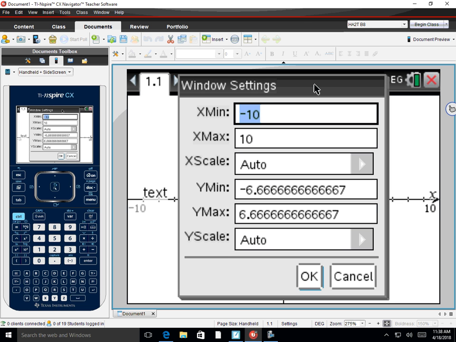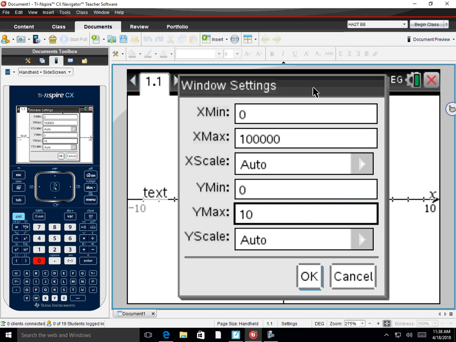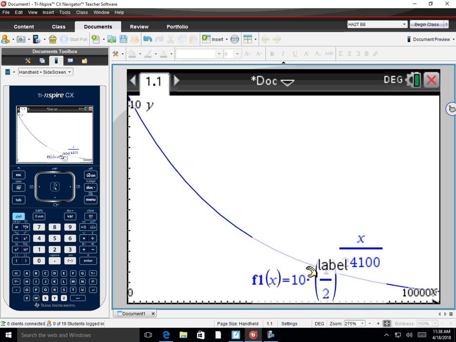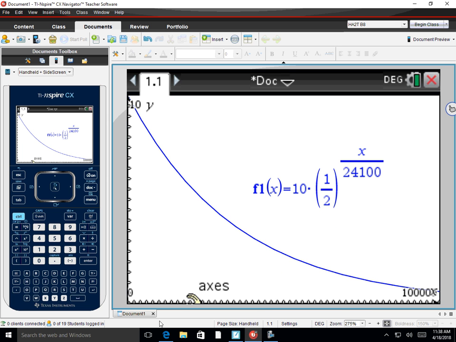And the x, they told us to graph it from 1986 and go out 100,000 years, correct? And 1986 is represented by 0. So I'm going to go 0 to 100,000. My y minimum, I would say, is 0, and my y maximum, how much are they saying? How many pounds was released? 10 pounds. So let's go from 0 to 10 pounds. Okay. And I say okay, and this is my graph. Are we okay with this?